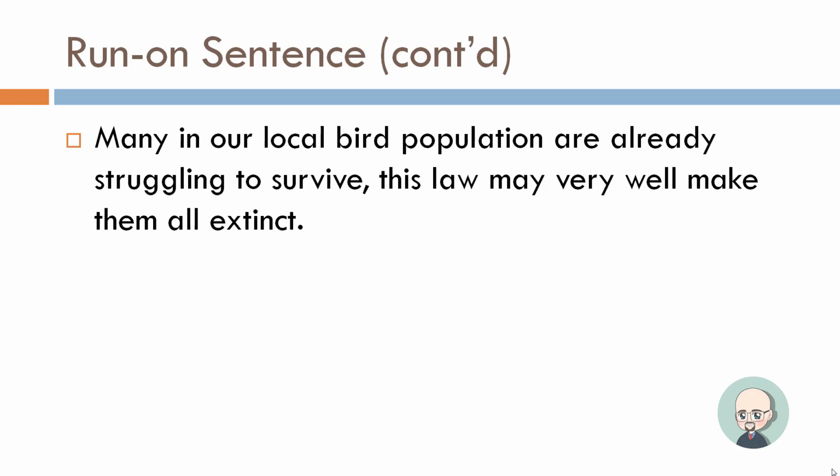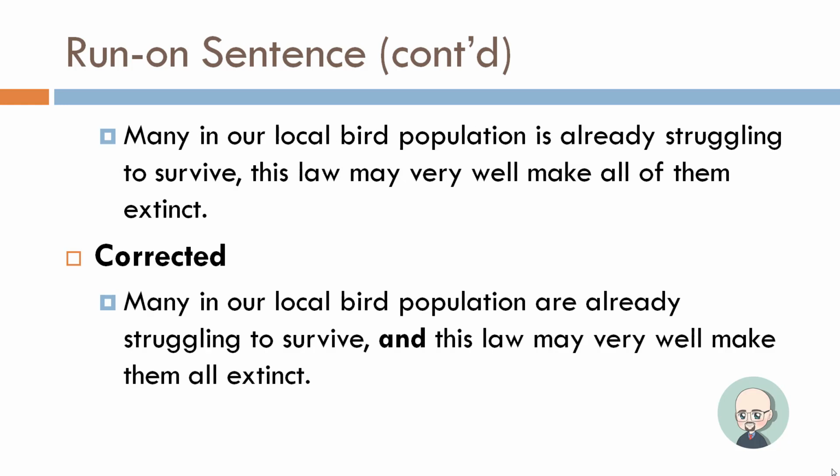Okay, we're back. So, we said many in our local bird population are already struggling to survive. This law may very well make all of them extinct. Corrected. Many in our local bird population are already struggling to survive, and this law may very well make them all extinct. See, we put the "and" in there. Okay? It sounded kind of all right before, but you got to think, well, is this a run-on? Do we need a conjunction? Okay?